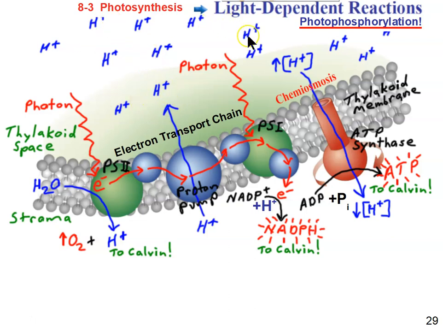So we end up getting a high concentration of hydrogen ions, of protons, in the thylakoid space, especially compared to out in the stroma. So there's a relatively low concentration of hydrogen ions out in the stroma. In other words, what has been set up here is what's known as a concentration gradient. Hopefully you recall that back when we were studying diffusion and osmosis.